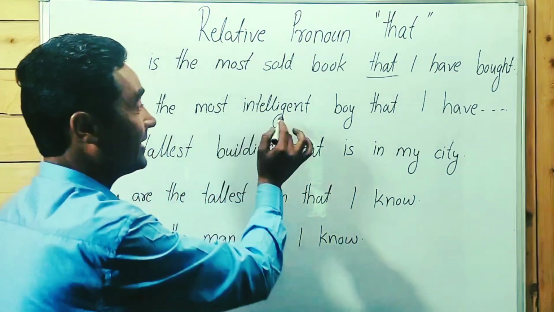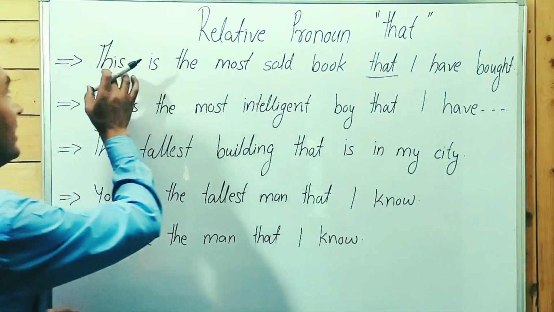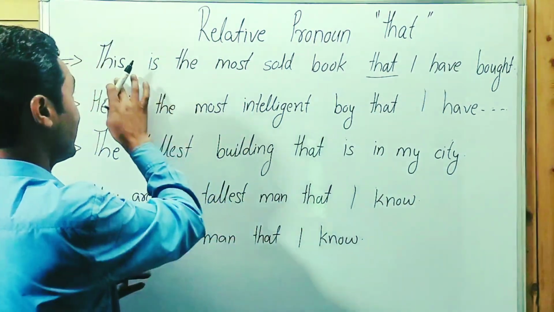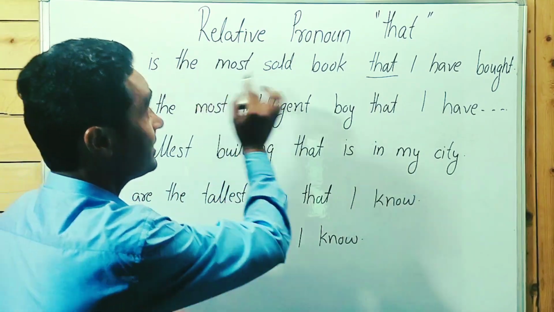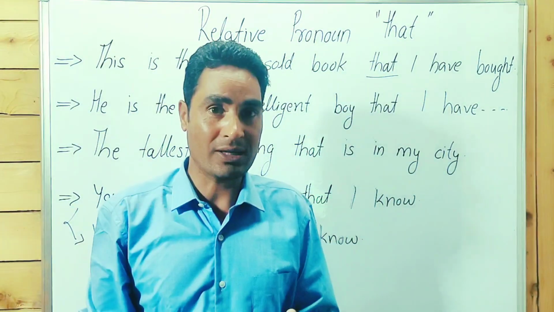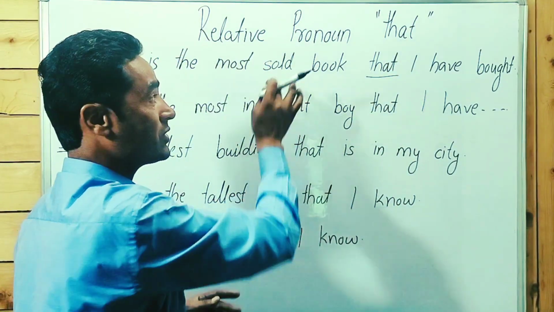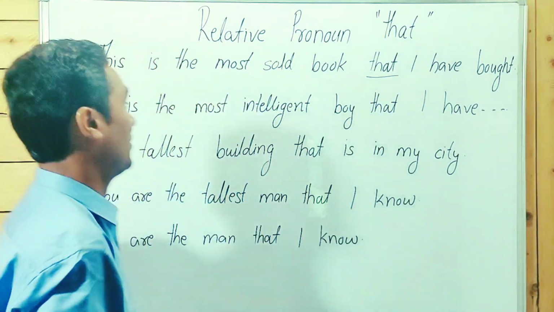He is the most intelligent boy. Guys, point to be noted here. This is the book. If you write this sentence, this is the book which I have bought, in this case we have to use which, not that. Because of the most, we have to use that as a relative pronoun.